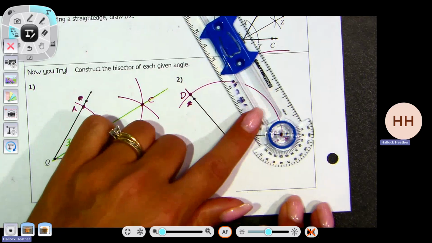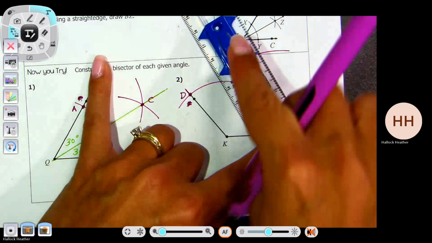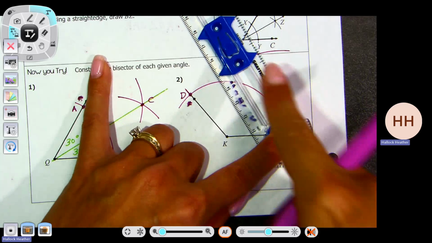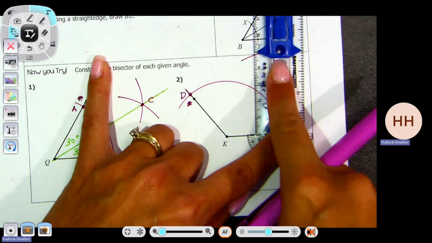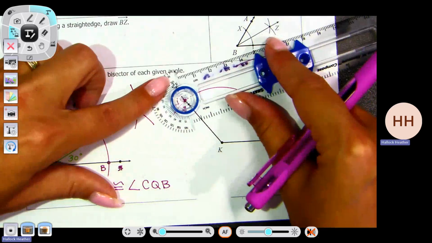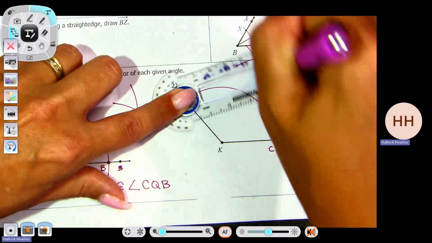So I put it on C. I moved it a little bit only because it's obtuse. That way it's out in front of his face. I made an arc mark. I put it on D. I make the same arc mark on the other side.